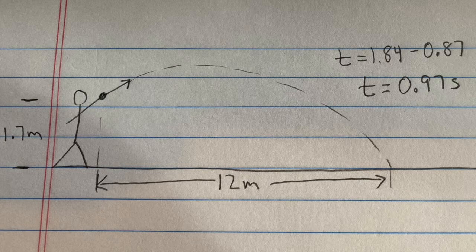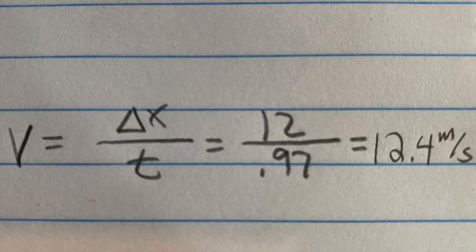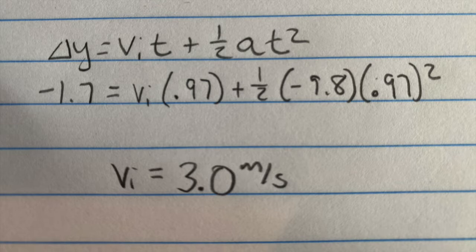to solve our problem. We transferred it onto a sketch. We found the time in the air. We then put it into our chart, making the delta y negative because the ball ended lower than where it started. We then solved for the horizontal speed and found that the ball left her hand horizontally at 12.4 meters per second. We did the vertical and found that the ball left her hand at 3 meters per second vertically.